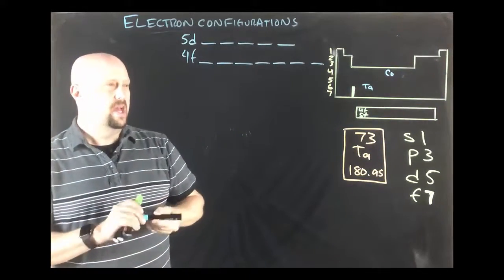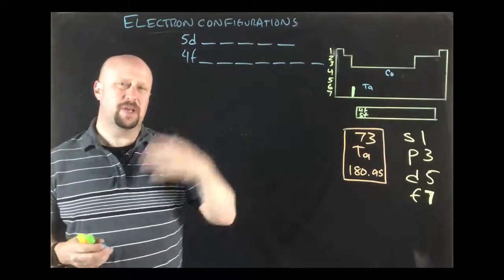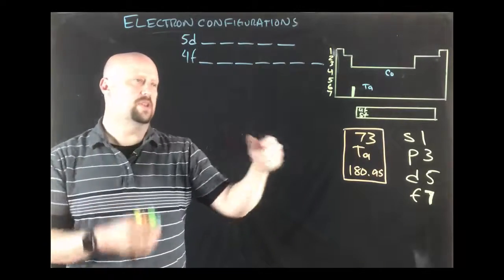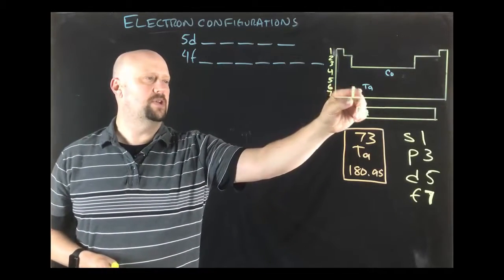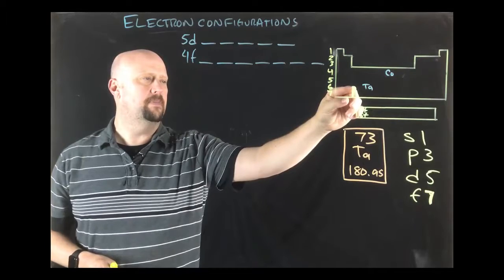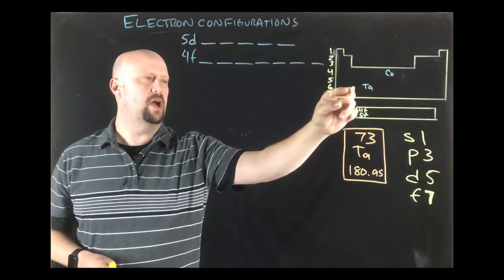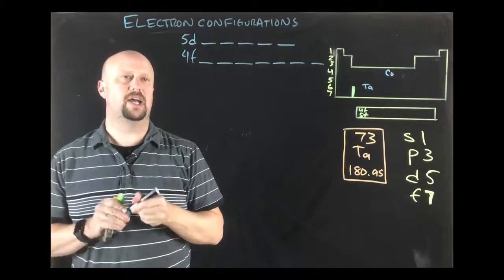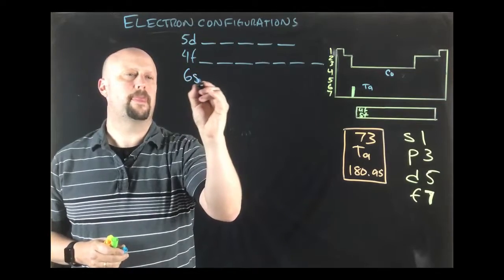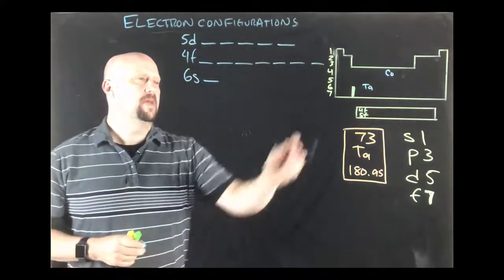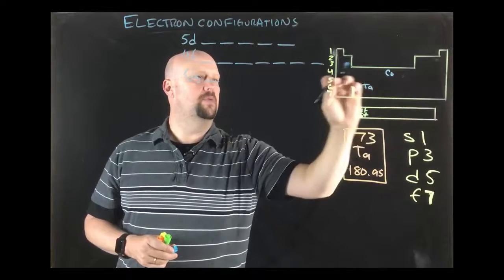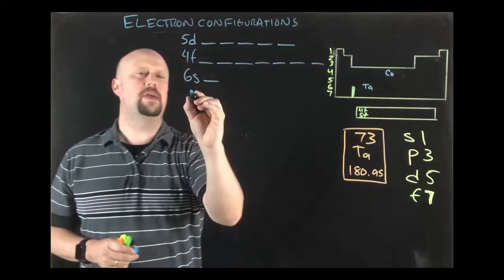Okay? And then we're going to keep going backwards, just because I think it's important for you to be able to see the order these things go in. So that was 4F was right here. Okay? This was my 5D, 4F. 6S is next. Okay? Then we come back over to this side. We're in row 5 now, 5P.